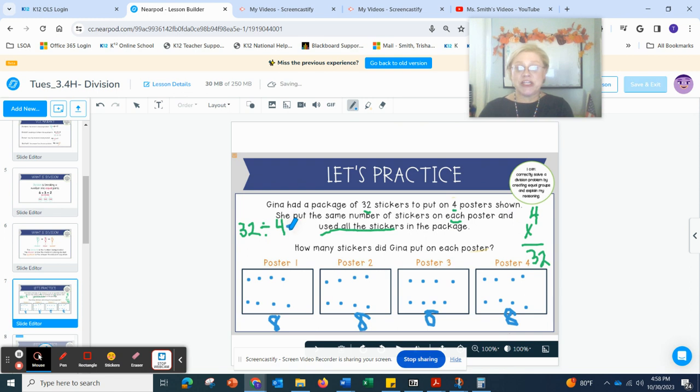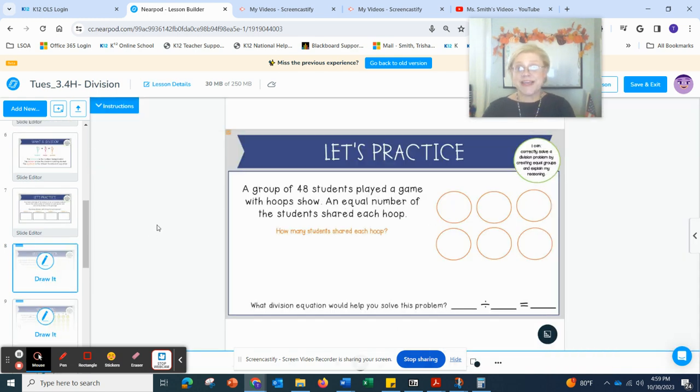So 32 divided by 4 equals 8. How many stickers are on each poster? 8. 4 times 8 equals 32. Great job.